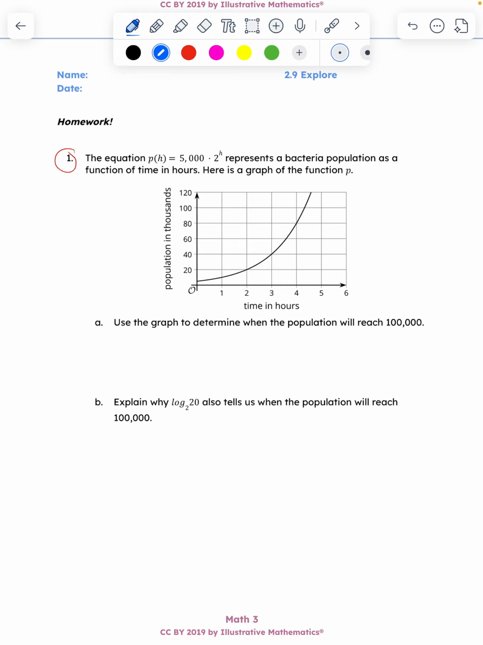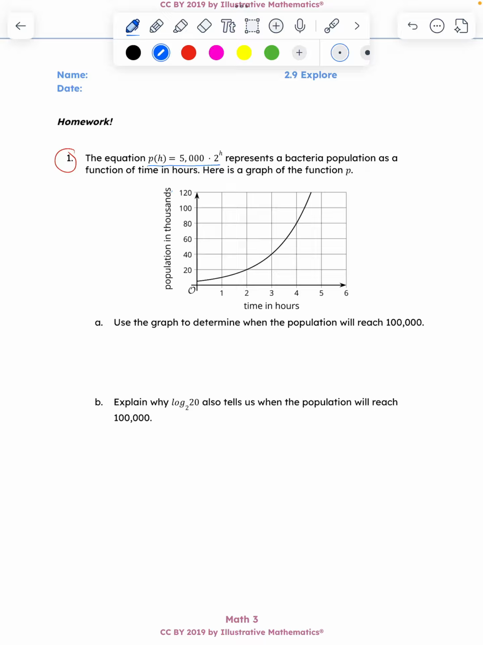In our first question, we are given a nice little function, P of H, with a starting value and an exponential term that represents a bacteria population. And they've even graphed it for us, which was very kind. Our first task is to use that graph to figure out when the population will reach 100,000. Well, that's not too bad.